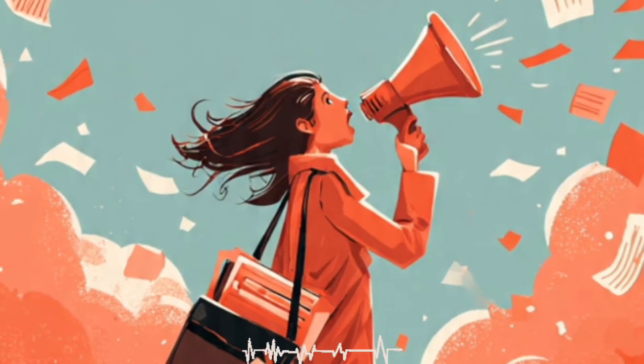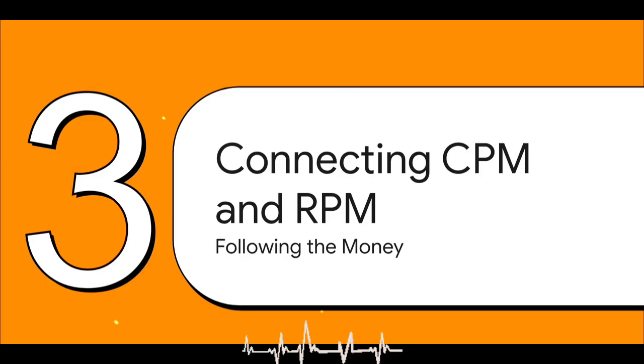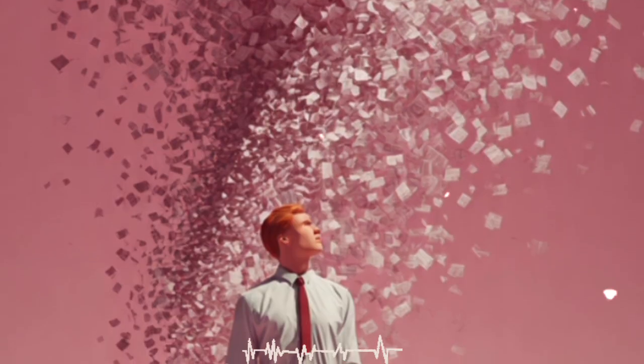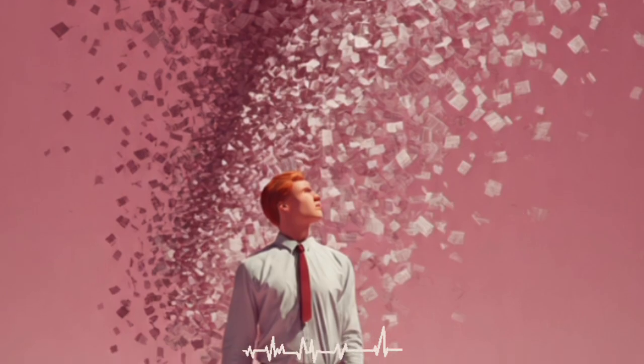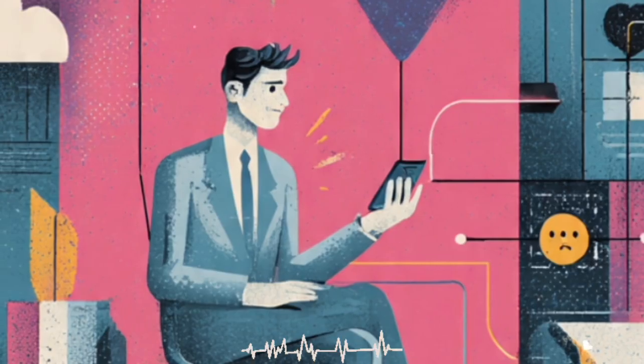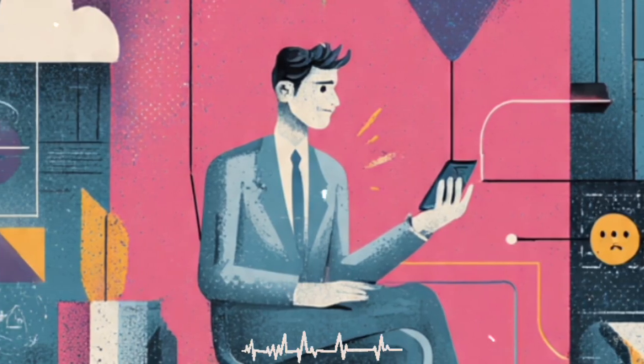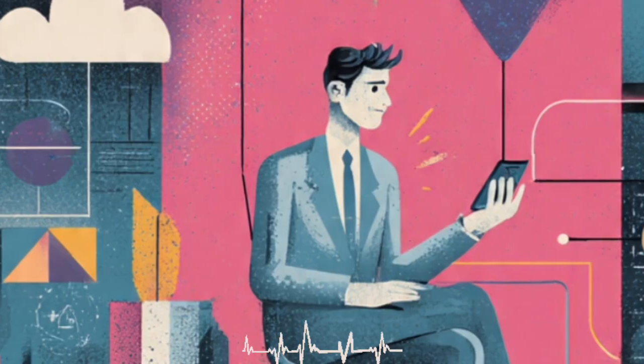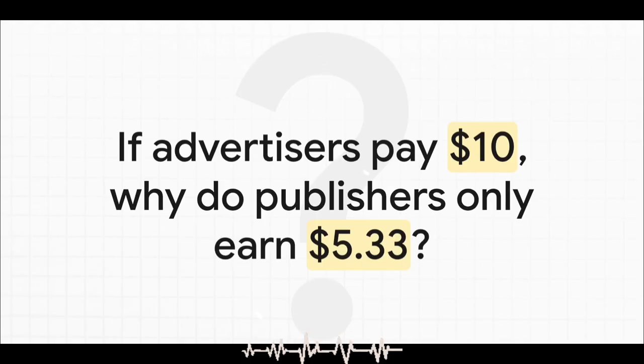All right, let's hit pause for a second. The advertiser paid $10, but the publisher, the content creator, only got $5.33. So, where in the world did the other $4.67 go? It's time to follow the money. This right here is the heart of all the confusion. It really feels like money is just vanishing into thin air, doesn't it? An advertiser is willing to pay a solid $10, but the person who built the audience, who created the content, is only seeing a little over half of that.